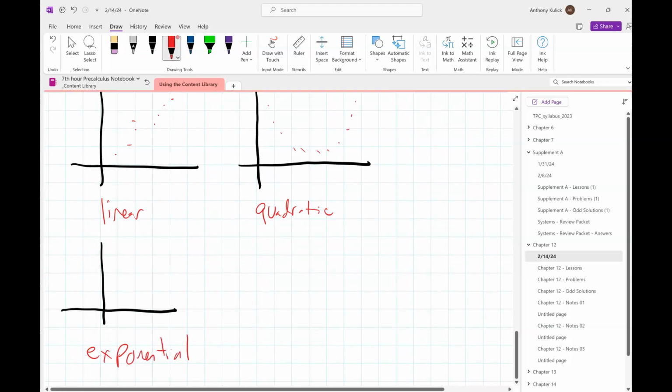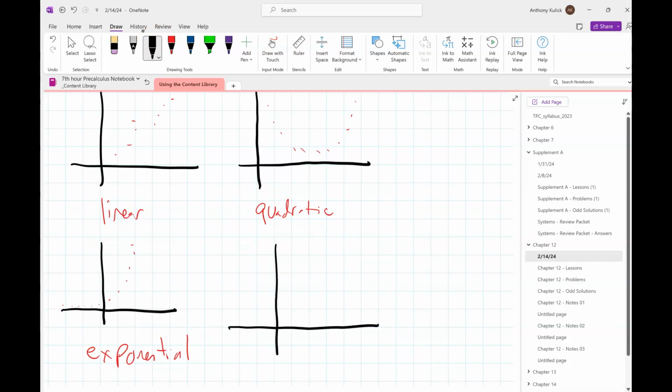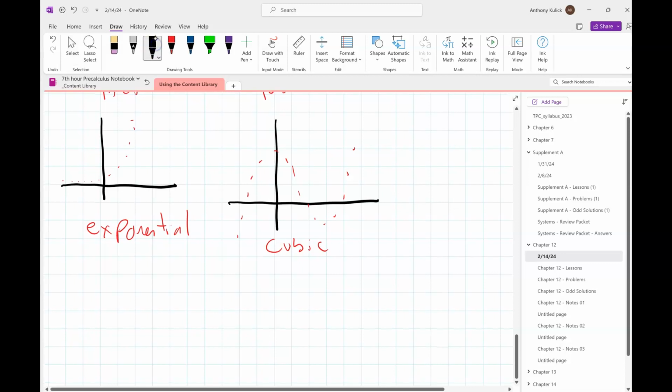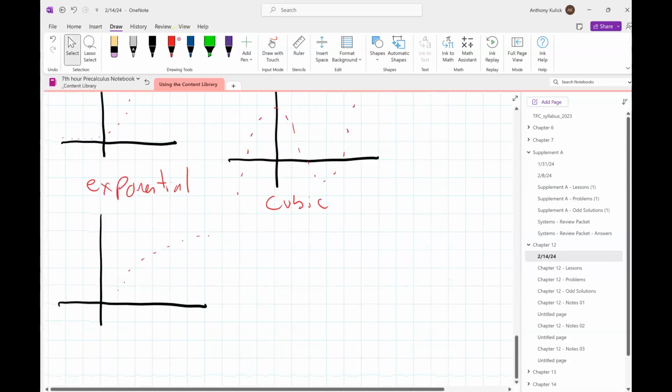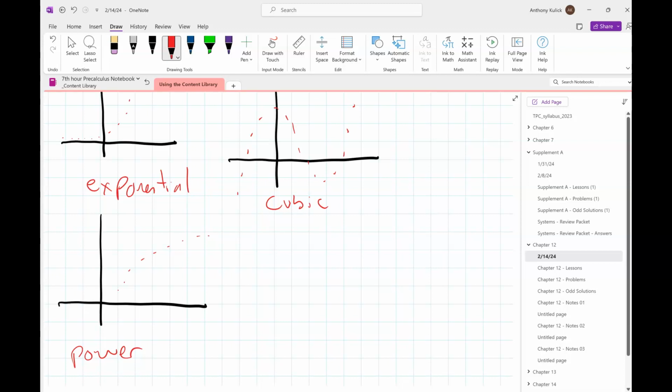How about exponential? What's that look like? Starts out slow and then gets steep real fast. What about cubic? It's going to look kind of like that. What about something like that? That's probably going to be a power function. And that's one that maybe we don't recognize. Those other ones are ones we would have talked about in our Algebra 2 class.